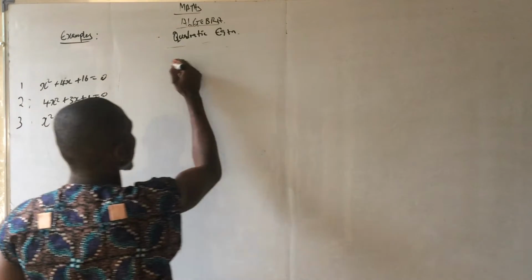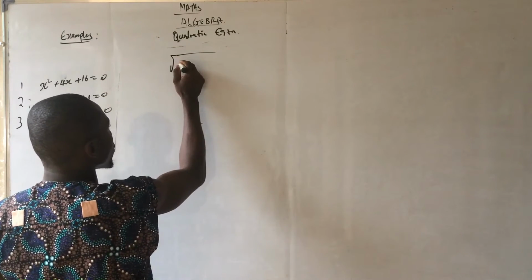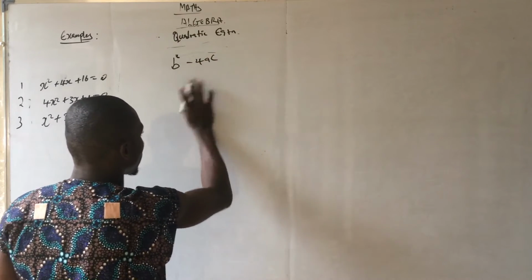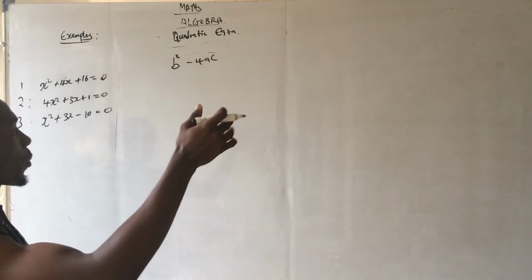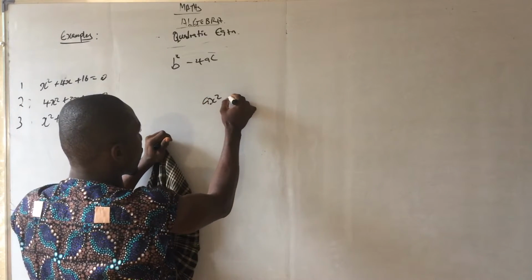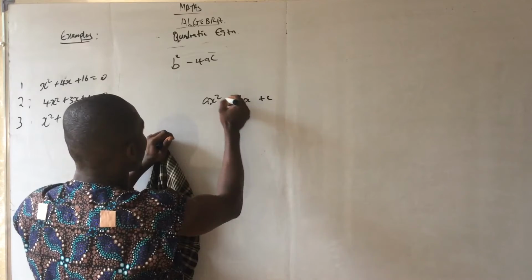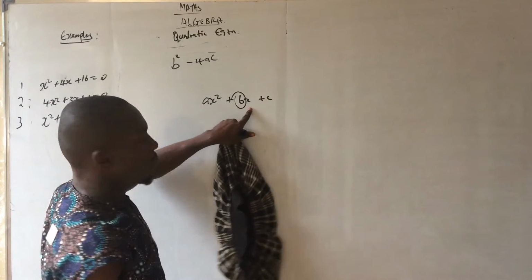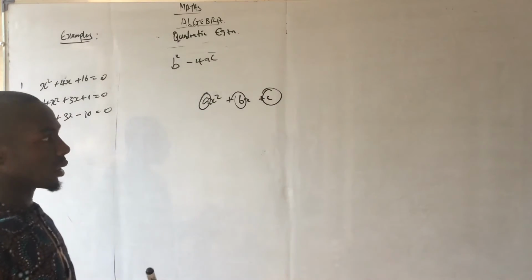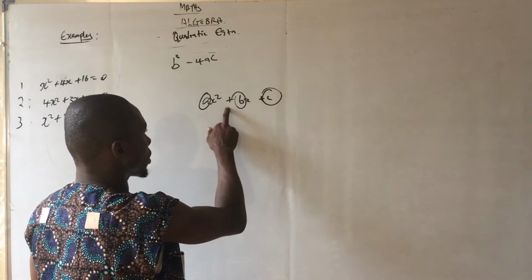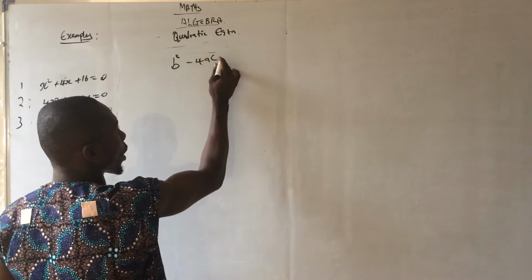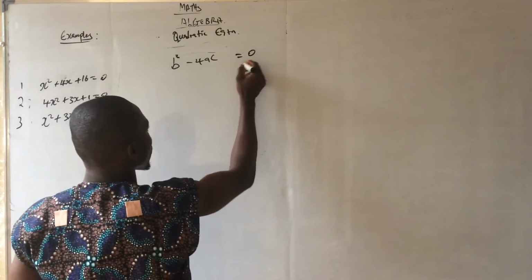Remember that the discriminant is b squared minus 4ac, where b is the coefficient of the variable. For example, in ax squared plus bx plus c, this b is the coefficient of this variable, and a is the coefficient of this variable, and c is this constant that is here.